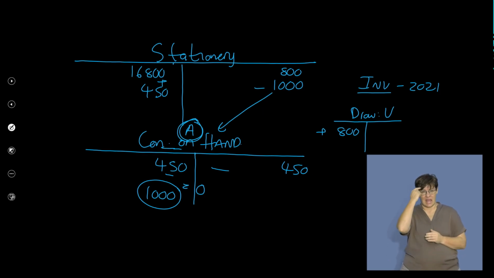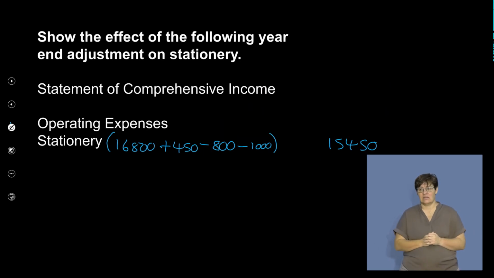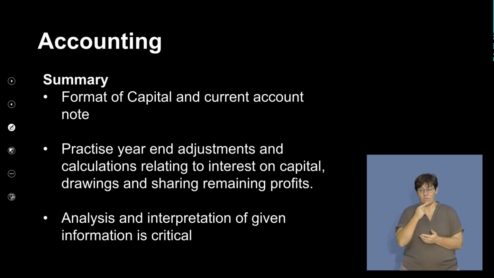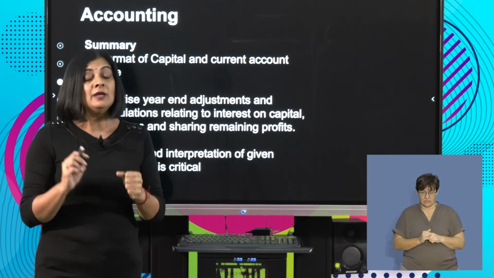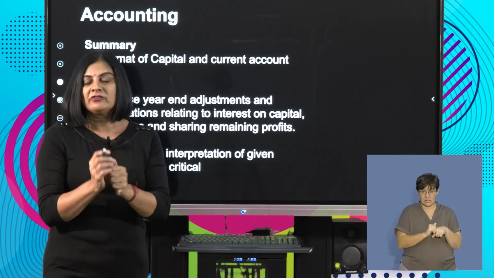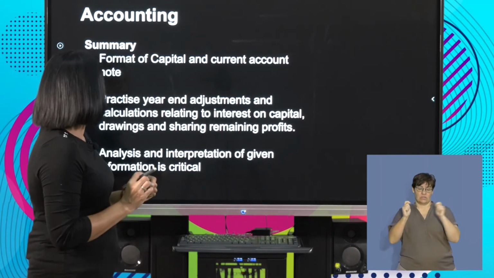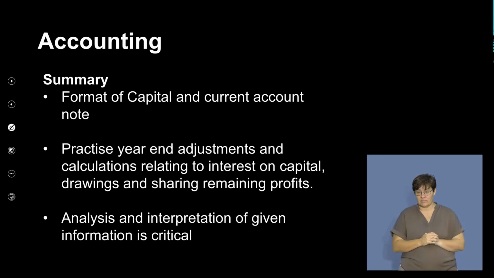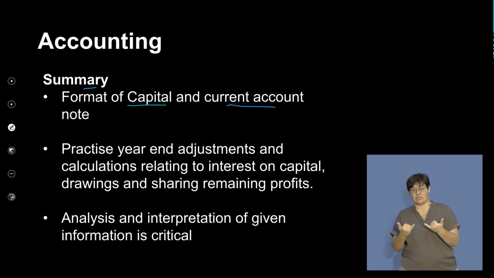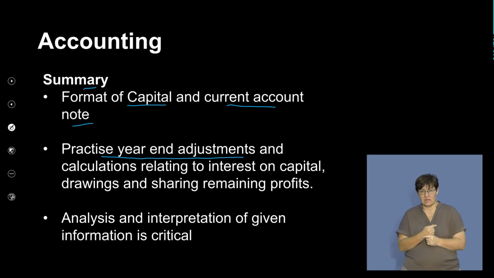Right, it seems as though we've come to the end of our lesson. Very quickly, guys, remember, you're going to get a whole lot of year-end adjustments that you need to practice from. The more you practice, the better you're going to be at year-end adjustments. But what do I want you to take out of today's lesson? To summarize, make sure you know the format of your capital and current account note. Obviously, this affects partnerships directly. And then make sure, exactly as I mentioned a few seconds ago, that you are practicing your year-end adjustments.